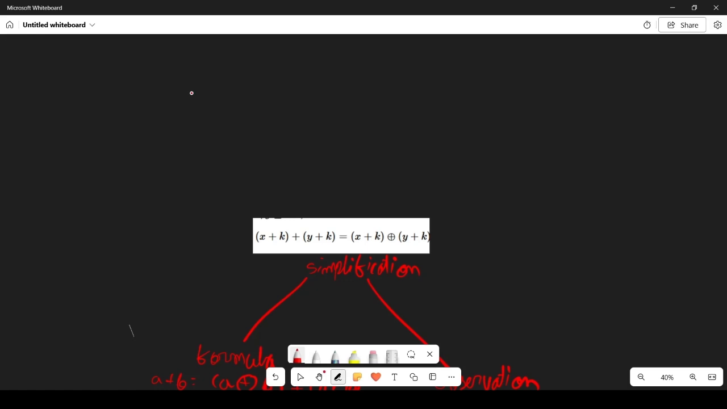What it says is that you have been given two integers, x and y, and you have to find whether there exists another integer k, which when added to both of these numbers can satisfy this equation, right? So the LHS of the equation says that when you add x plus k plus y plus k, whatever integer you will get, it should be equal to x plus k. Remember, this is the arithmetic addition. Bitwise OR, this is the XOR function, y plus k.